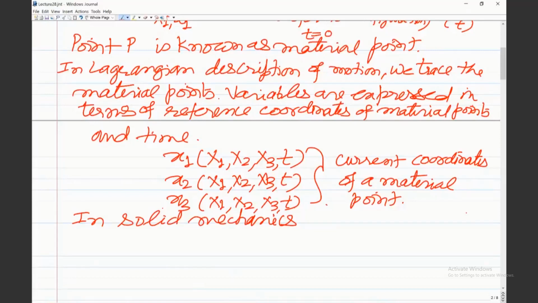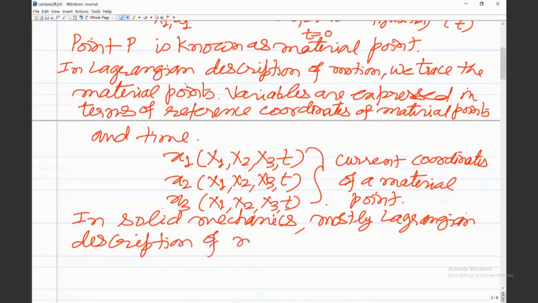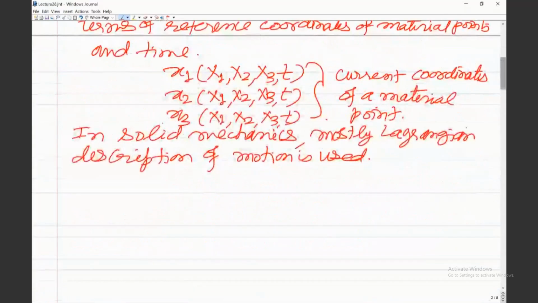So in solid mechanics, mostly the Lagrangian description of motion is used. The other description we do not use in solid mechanics most of the time. I said either we use the Lagrangian description or the updated Lagrangian description. Updated Lagrangian description means the previous known configuration of the body is used as the reference configuration. Now the second thing is Eulerian.